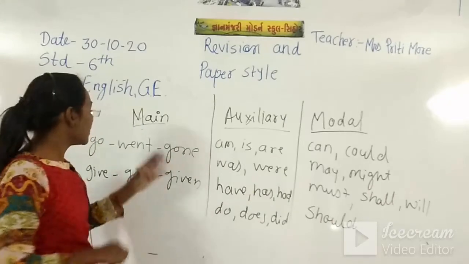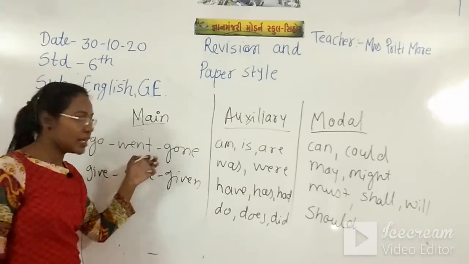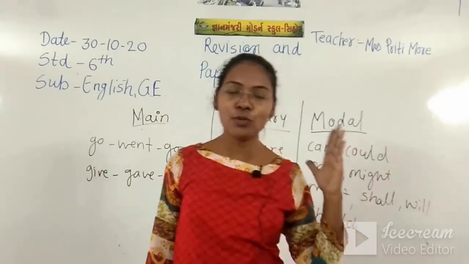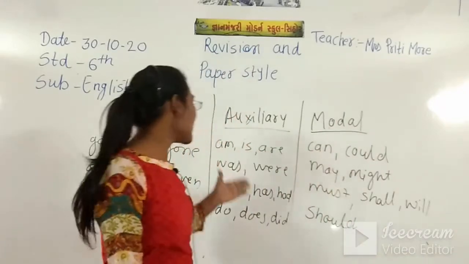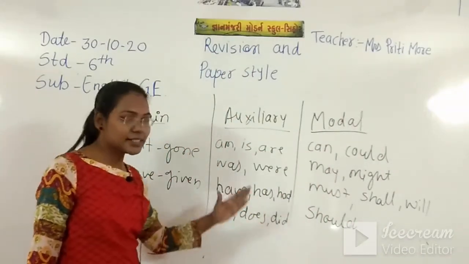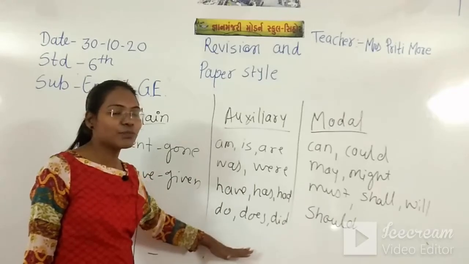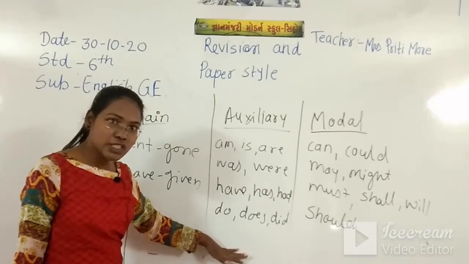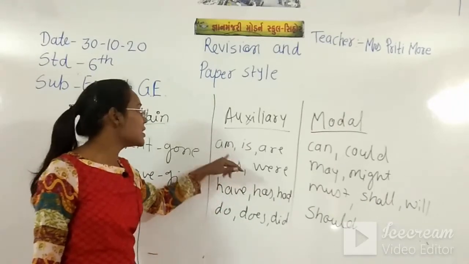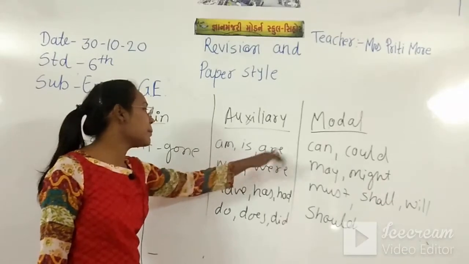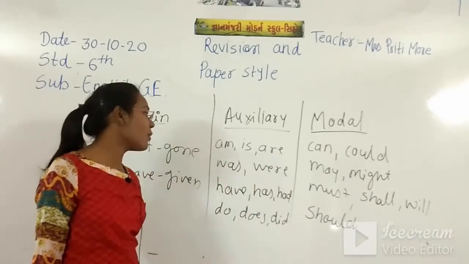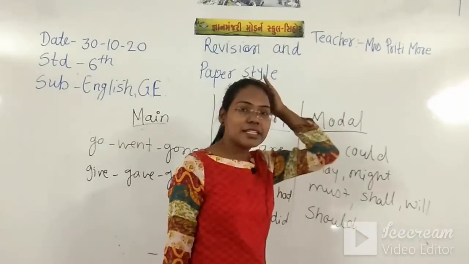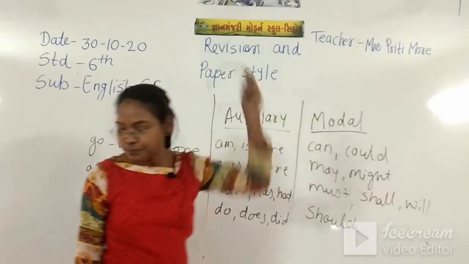So the verb which has 3 forms is called main verb, and the auxiliaries are the verbs which help the main verb to complete the sentence, like am, is, are, was, were, have, has, had, do, does, did. These are the auxiliary verbs, और auxiliary verb हम main verb के पहले use करते हैं. For the continuous tenses also we use this. In the present continuous tense we use am, is, are. Past continuous tense we use was, were. And the modal auxiliary has its own meaning.